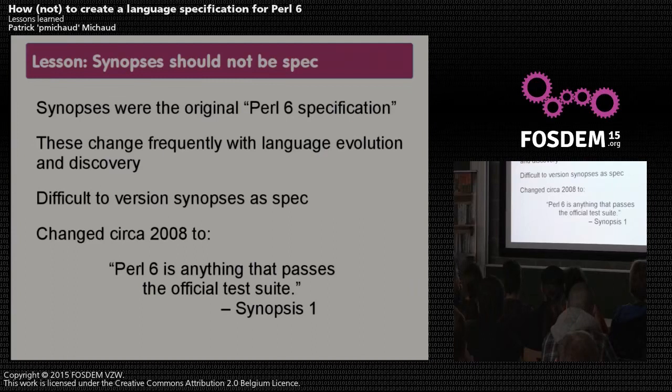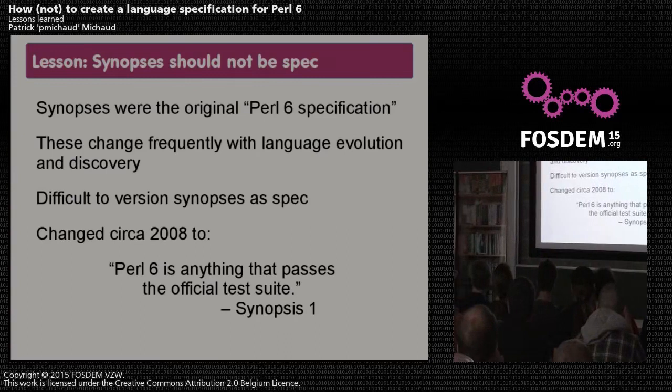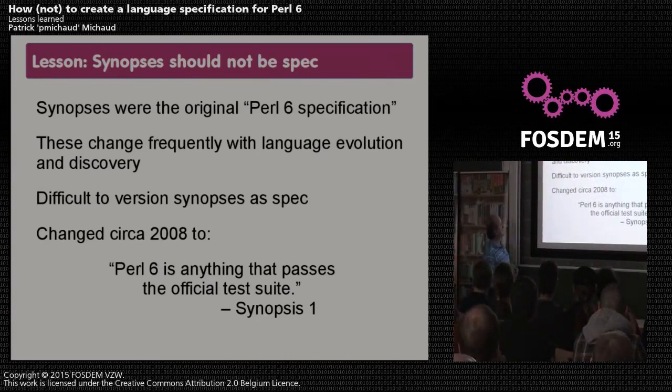So we need to get rid of this notion of synopses as a specification document. I'm fine with calling them design documents. I'm fine with calling them synopses. But I think we need to eliminate this specification thing. Because they change so frequently, whereas we think of specifications as being more rigid, that's another reason why the synopses should not be equated with a specification. And it's difficult to version them. Just the mechanics of making versions of the synopses is hard.